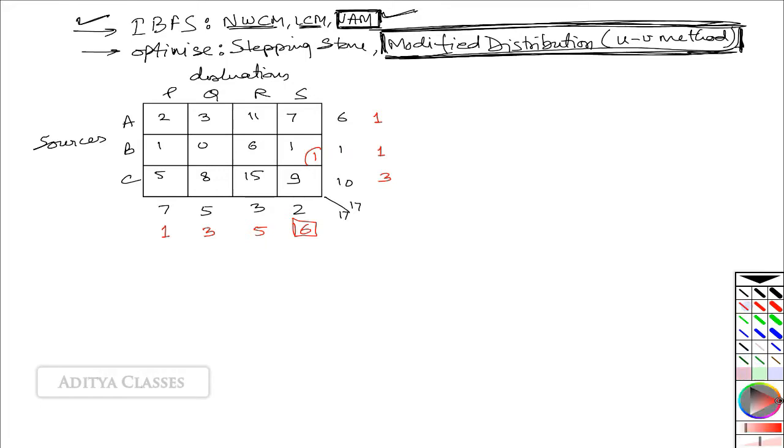Now what happens when they make a deal of 1 unit? S needed 2 units, it has 1 unit, but still needs 1 unit. So we are updating the load of S. As far as B is concerned, B is exhausted and hence removed.